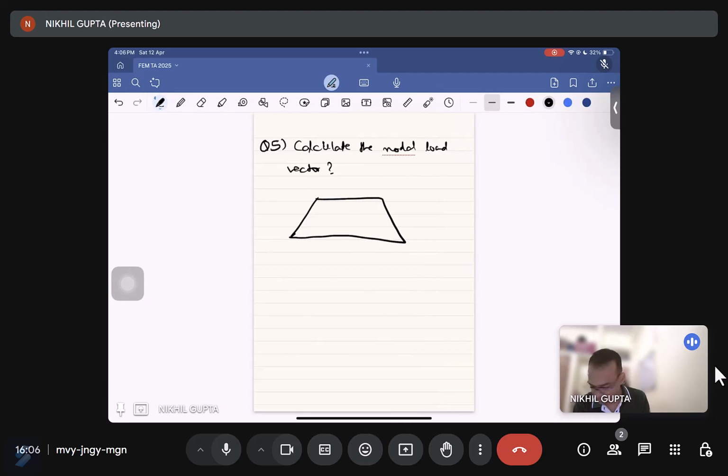So let's take this element 1 2 3 4, and loading let's take like this, since ty, and in both directions let's just take this is tx. So we have tx and ty. So on edge 3 and 4 only this load will be distributed. So at that level eta is plus 1.